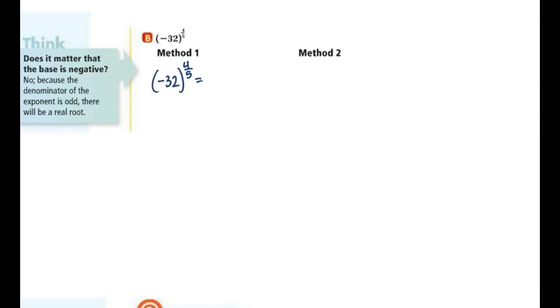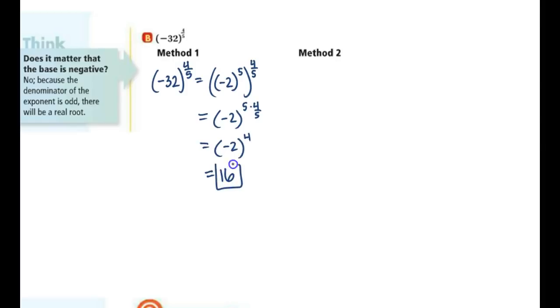In part B, we need to use both methods to simplify negative 32 to the 4/5 power. The first thing I like to do is rewrite negative 32 as negative 2 raised to the 5th power. That is equal to negative 32, and we still have the exponent 4/5. Because I am raising a power to another power, I can multiply those exponents. So we get negative 2 raised to the 5 times 4/5 power. When I multiply 5 and 4/5, I just get the numerator 4 because the 5's cancel out. So I get negative 2 raised to the 4th power, which is equal to 16. So that means negative 32 raised to the 4/5 power is equal to 16.